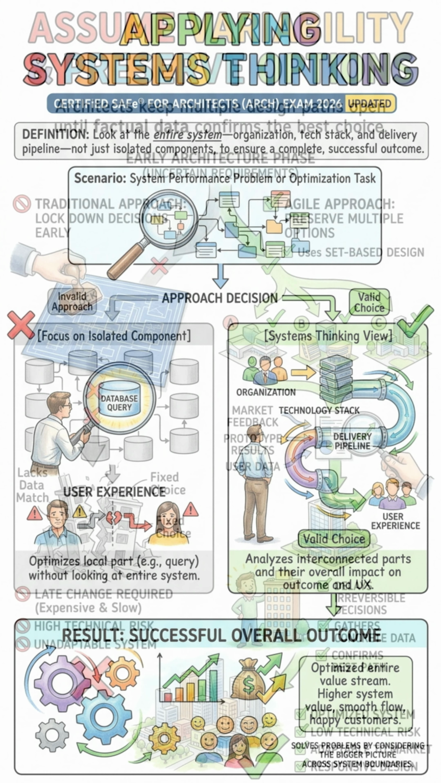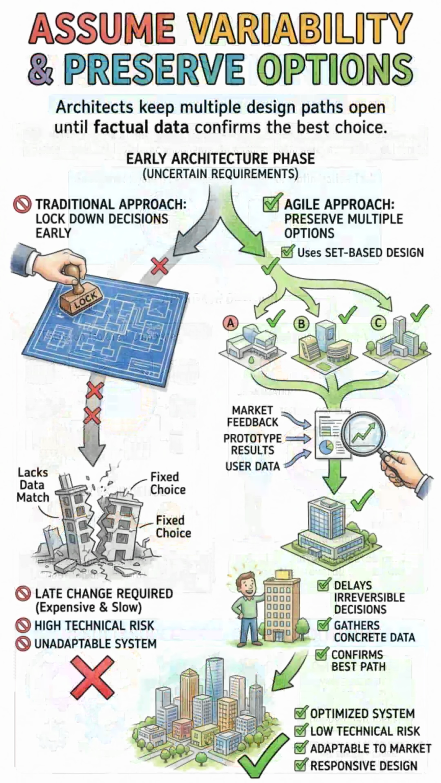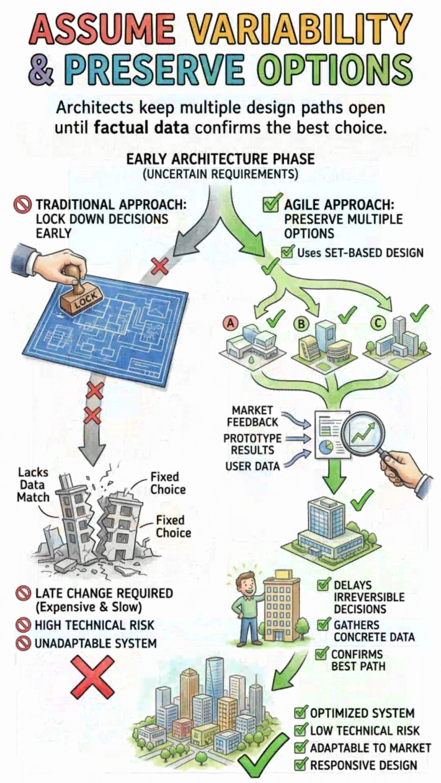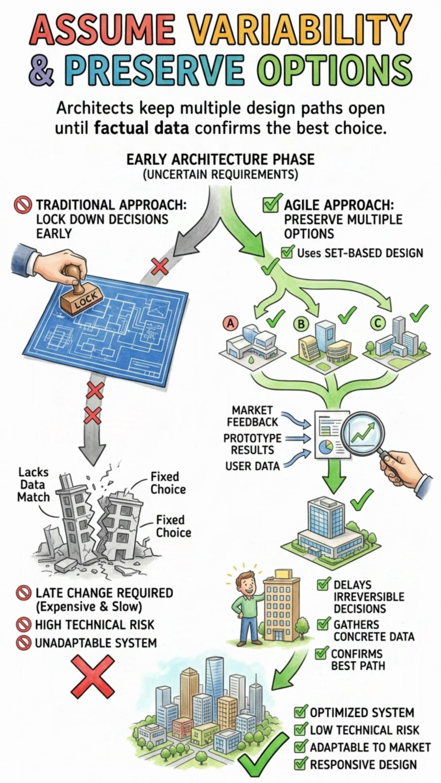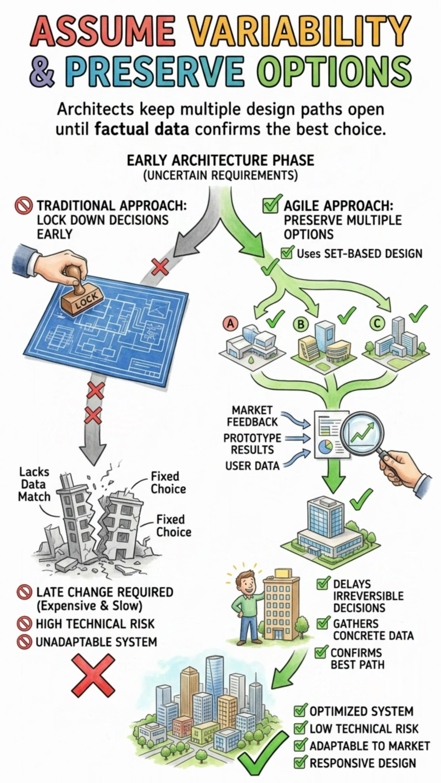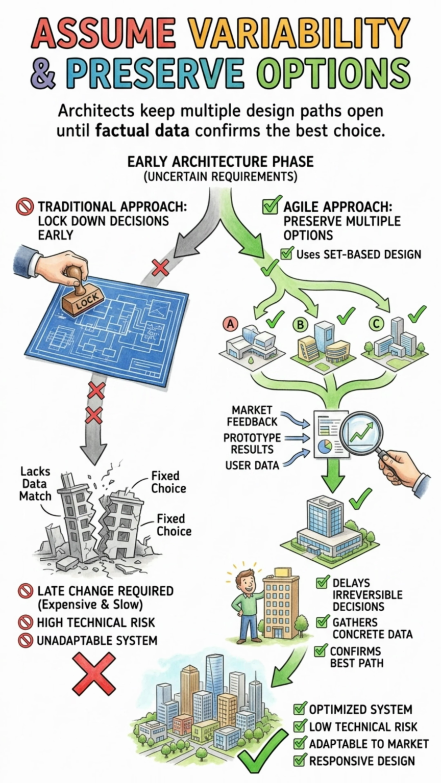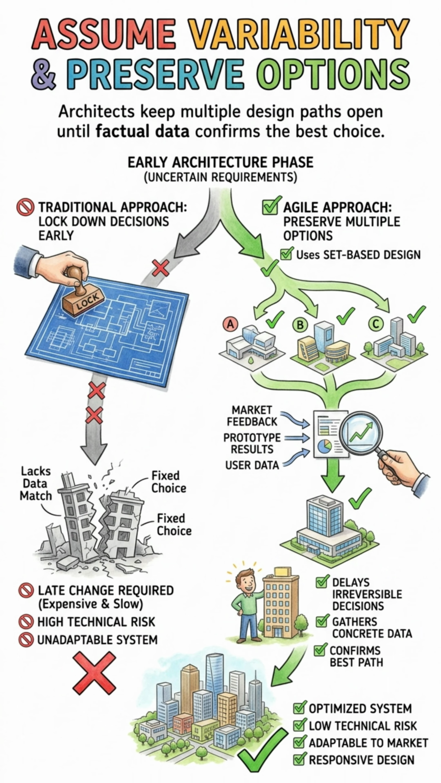Another vital principle is to assume variability and preserve options. Traditional architecture tries to lock down every single detail early, which makes change very expensive later on. Agile architecture encourages you to keep your design options open for as long as possible, using concepts like set-based design. By delaying irreversible decisions until you have more concrete data, you reduce technical risk and make the entire system much more adaptable to shifting market demands.